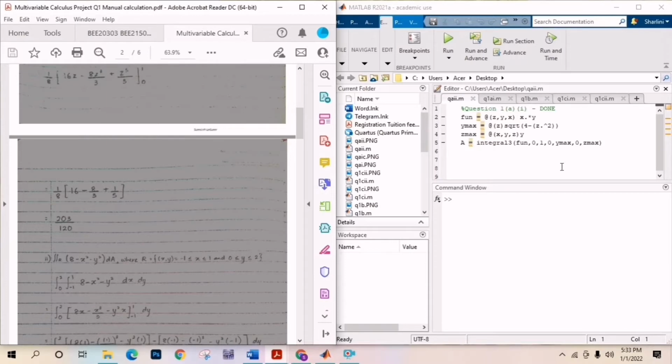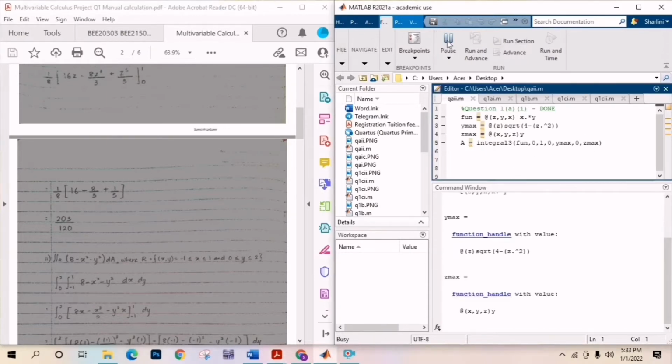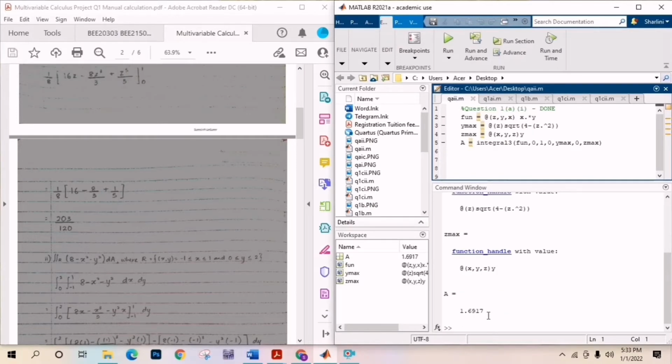So this is the program for question 1A1. Now I am going to run the program, and here you go. The answer is 1.6917, which is similar to 203 over 120. So my manual calculation's last answer is proven with our MATLAB programming.